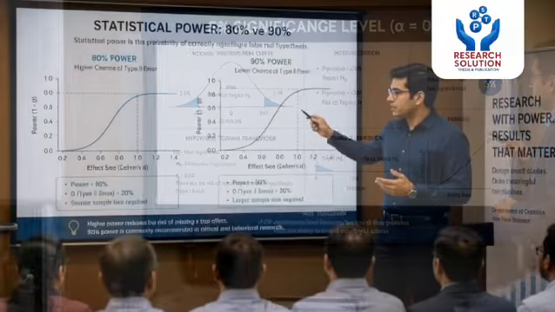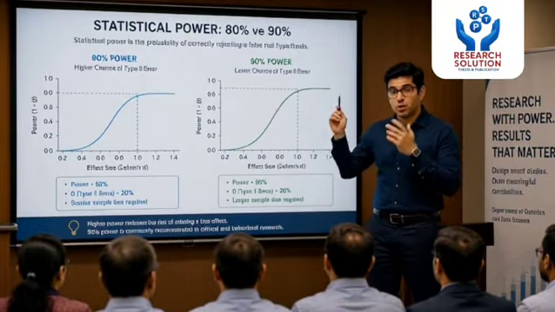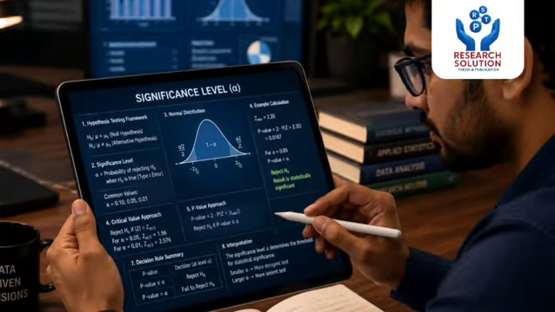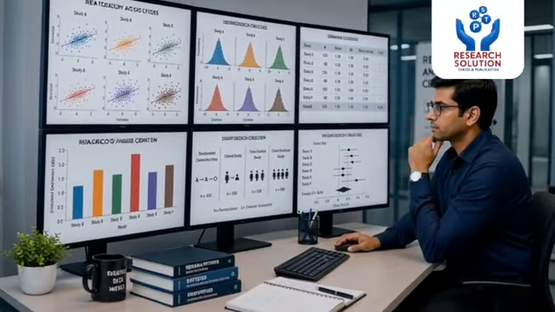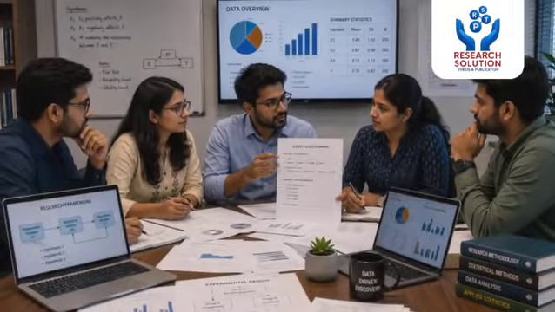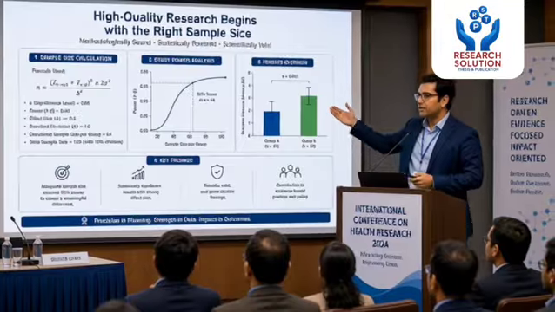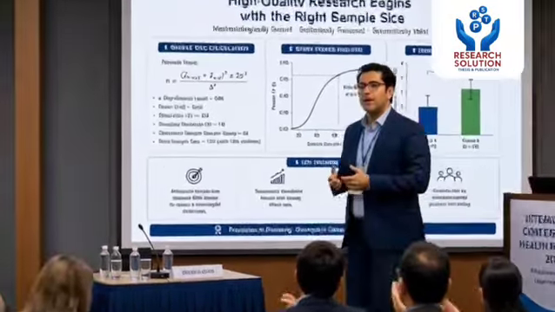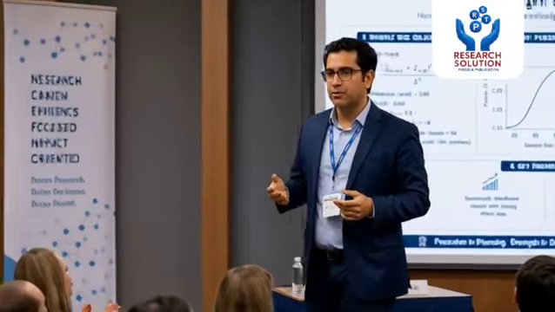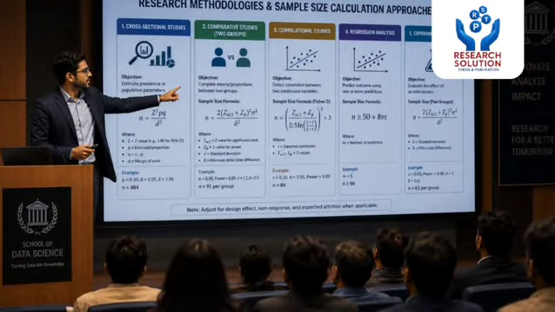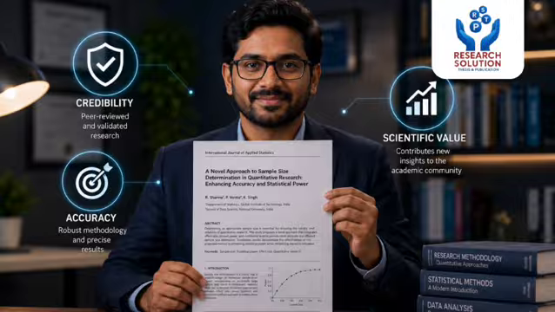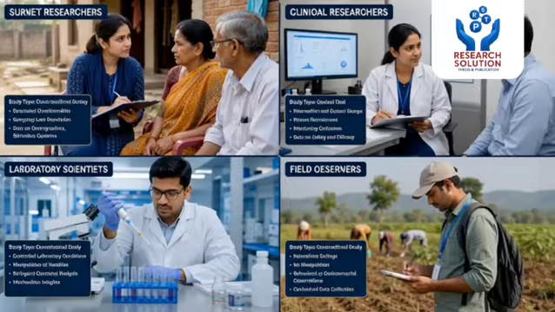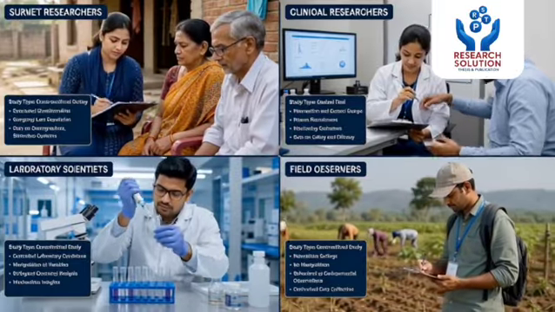Researchers must also consider statistical power, often set at 80% or 90%, which indicates the probability of correctly identifying a genuine effect. In addition, the variability of the data and the study design can influence the final sample size requirement. Whether the research involves surveys, clinical studies, experiments, or observational research, each approach may require a different calculation method.